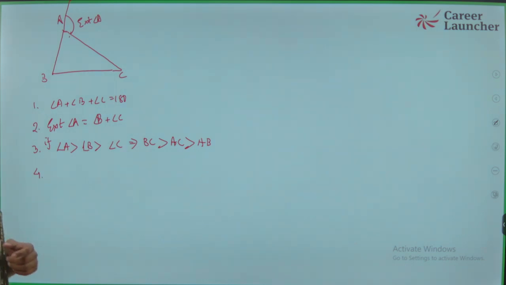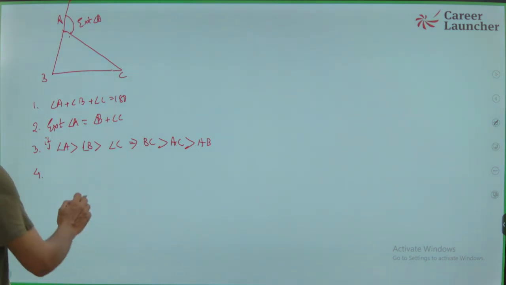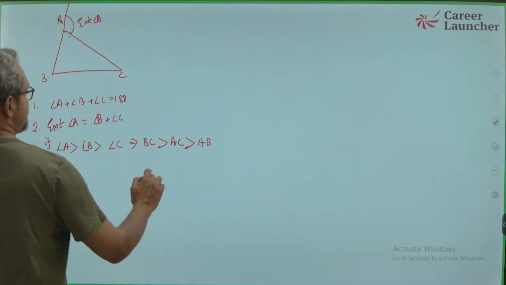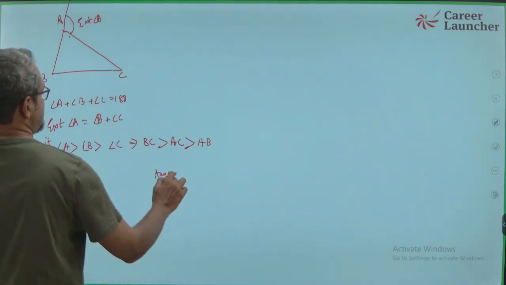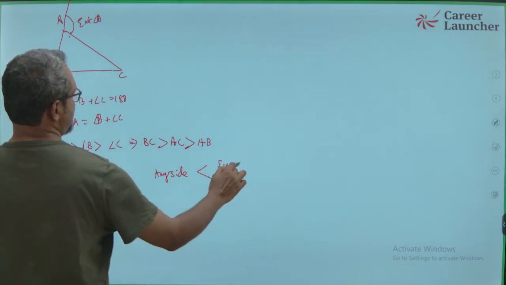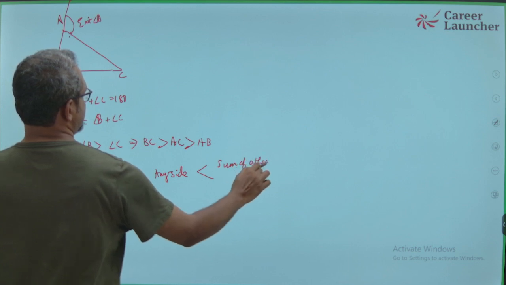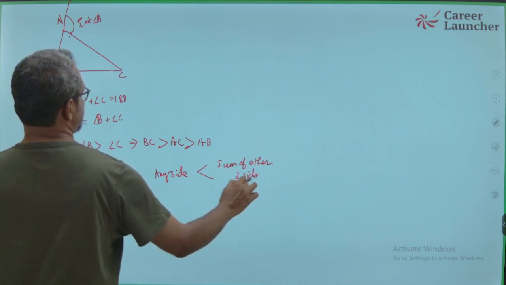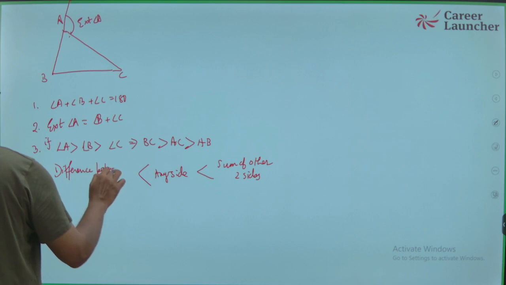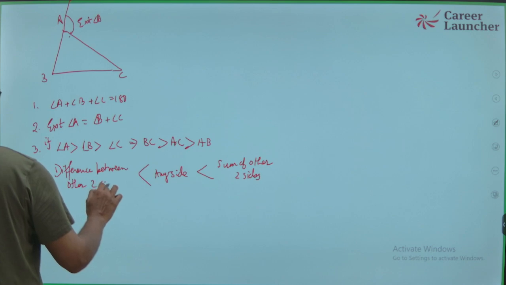Number 4, properties of the sides. The sum of any two sides is greater than the third side, and the third side is greater than the difference between the other two sides. So any side is less than the sum of the other two sides and greater than the difference between the other two sides.